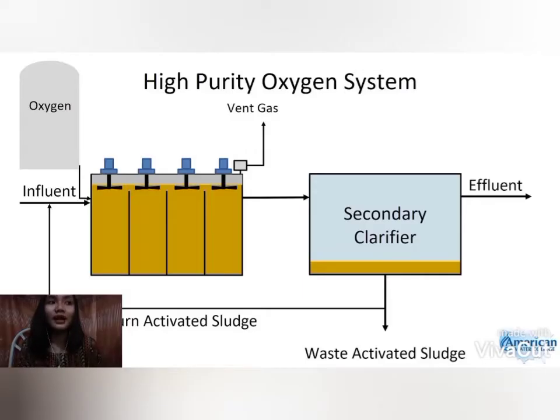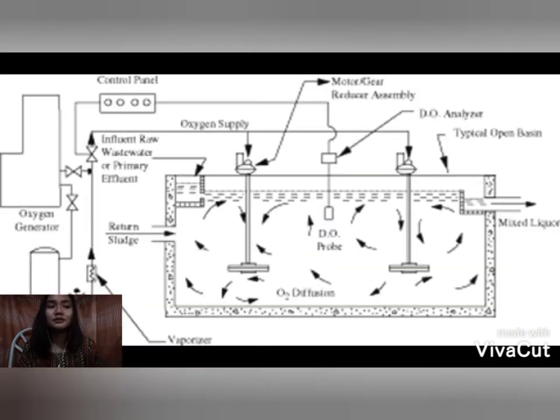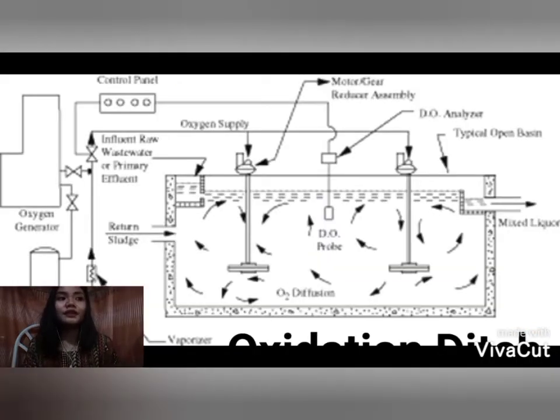Next, we have the high purity oxygen. The oxygen is diffused into covered aeration tanks and is recirculated. The pH is adjusted and the amount of oxygen is 4 times greater than the amount that can be added by conventional aeration systems. Oxidation ditch consists of a ring or oval-shaped channel and is equipped with mechanical aeration devices.